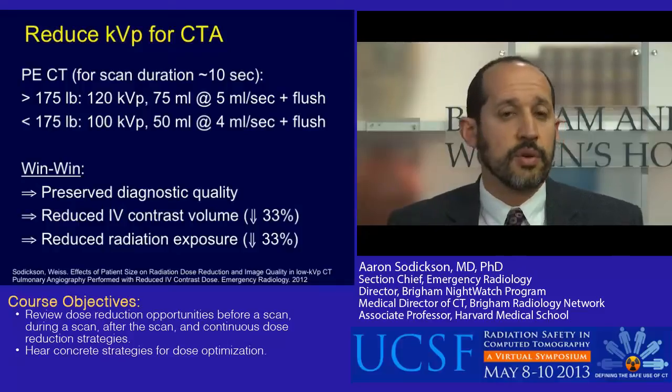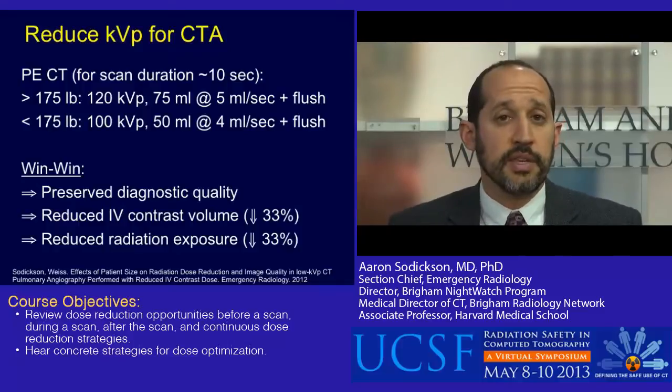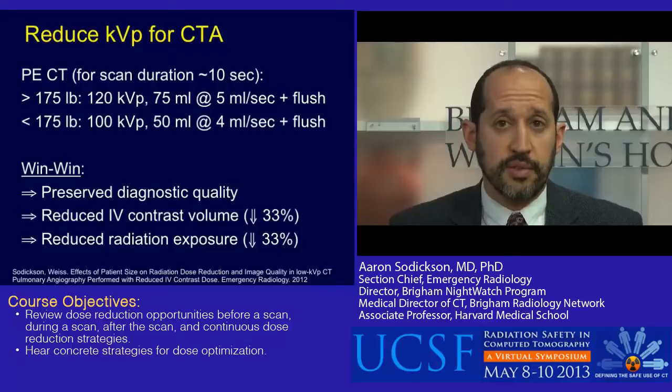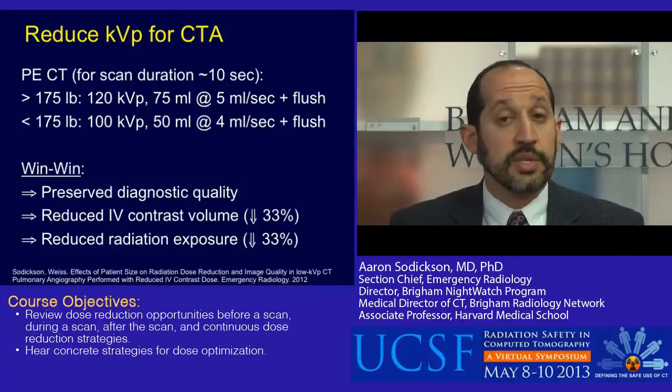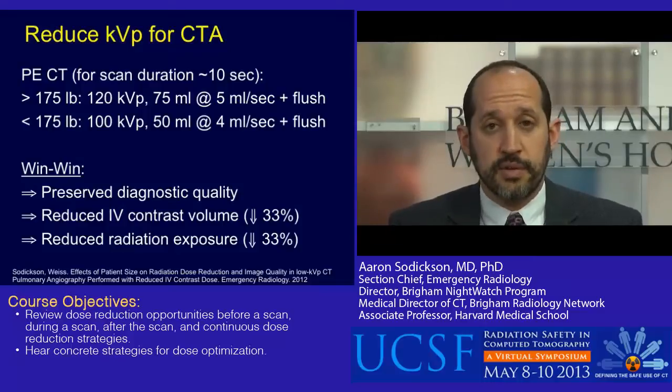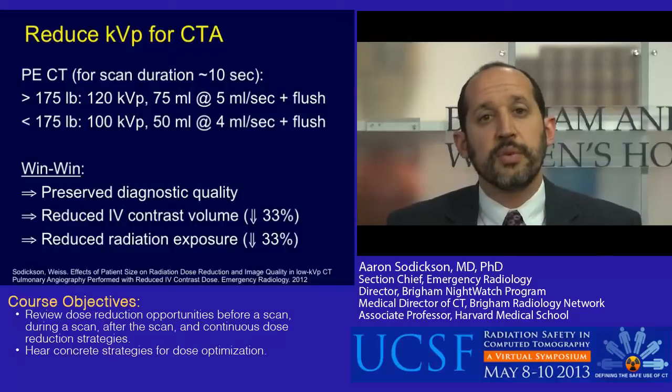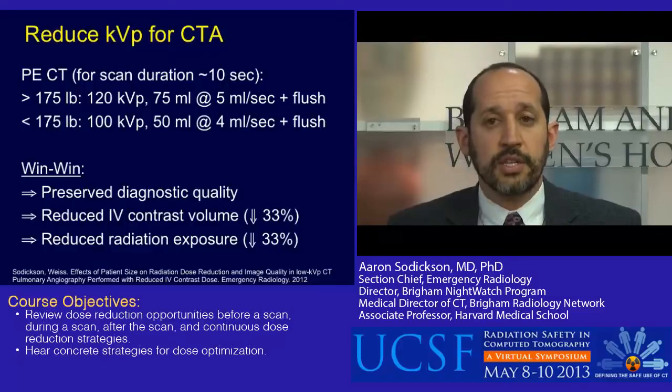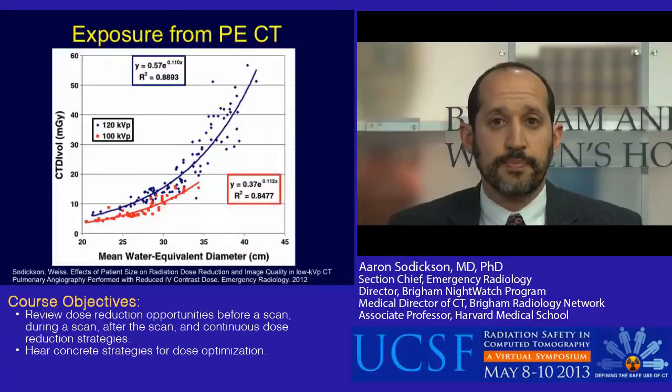We have a rough threshold of 175 pounds. Above this, we scan at 120 kV with a larger 75 ml IV contrast bolus at a higher flow rate. For smaller patients, we scan at 100 kV with a 1/3 less IV contrast at a slower flow rate to match the duration of the scan. And what we found is that we see preserved diagnostic quality despite the fact that we're simultaneously reducing IV contrast and radiation exposure by 33% in these 100 kVp scans.